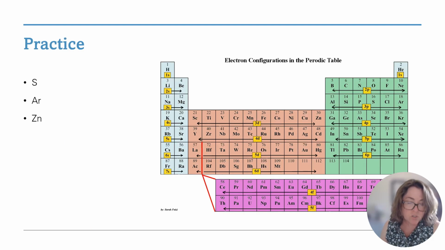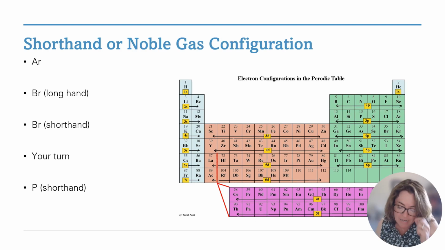All right, so this is your practice. So you should take a couple of moments and see if you can get the electron configurations for sulfur, argon, and zinc.